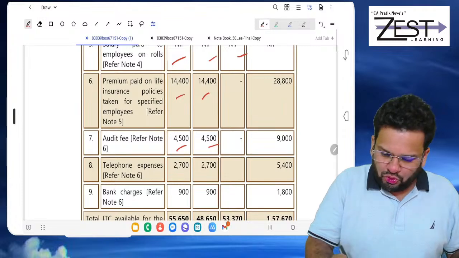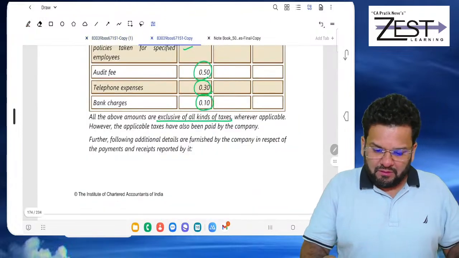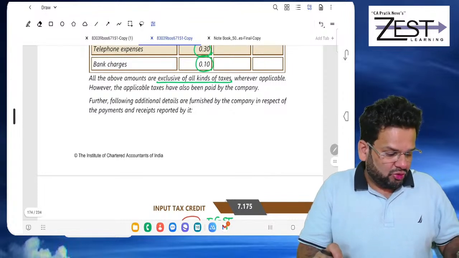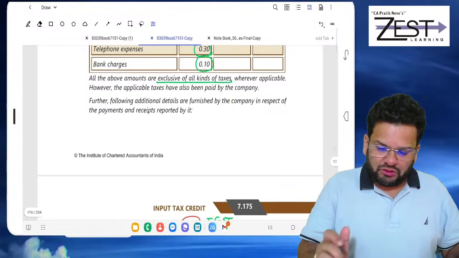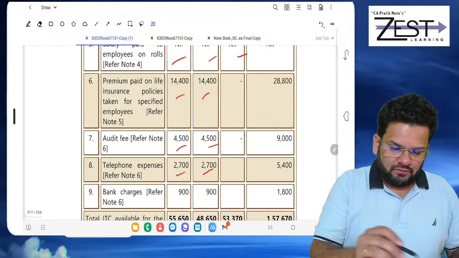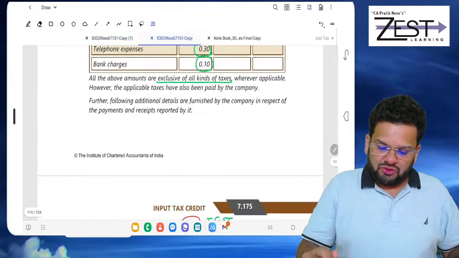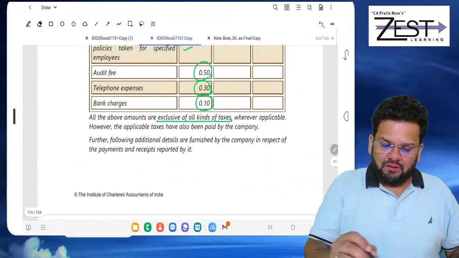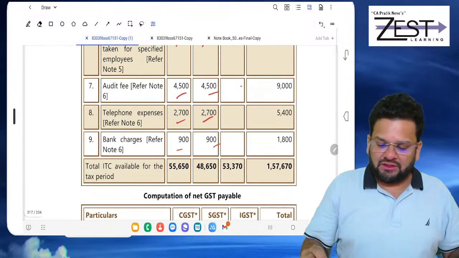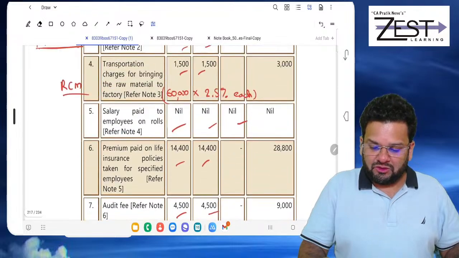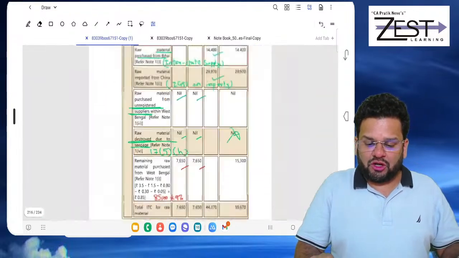So far, so good, friends. Bank charges, I think 0.1 into 1 lakh means 10,000. So 10,000 into 9% each, 900. So your entire expenses side is done. Calculate your total ITC. Total ITC means each column separately.